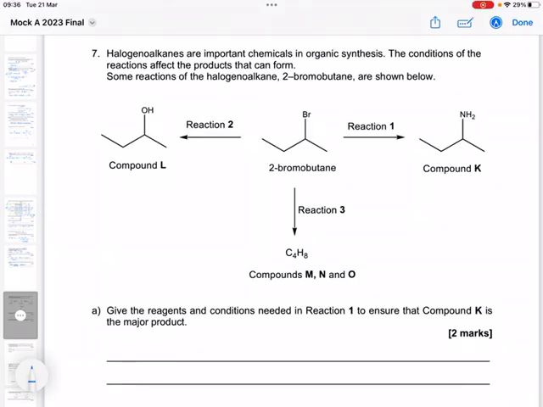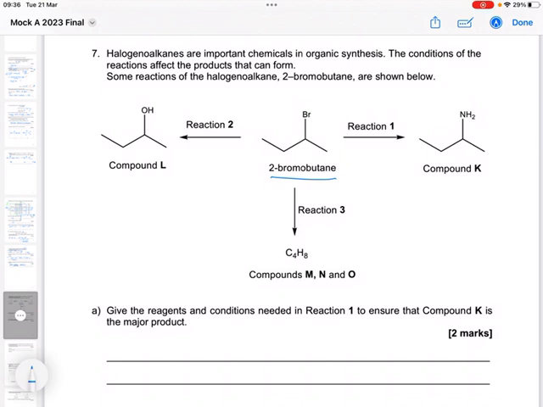Halogenoalkanes are important chemicals in organic synthesis. The conditions of the reactions affect the products that can form. Some reactions of the halogenoalkane 2-bromobutane are shown below. Give the reagents and conditions for reaction 1.